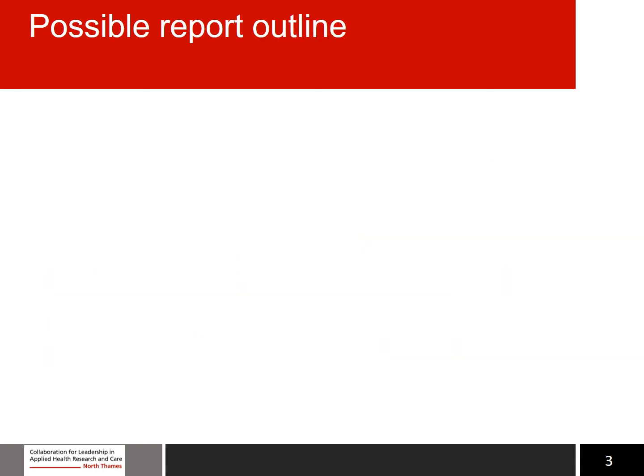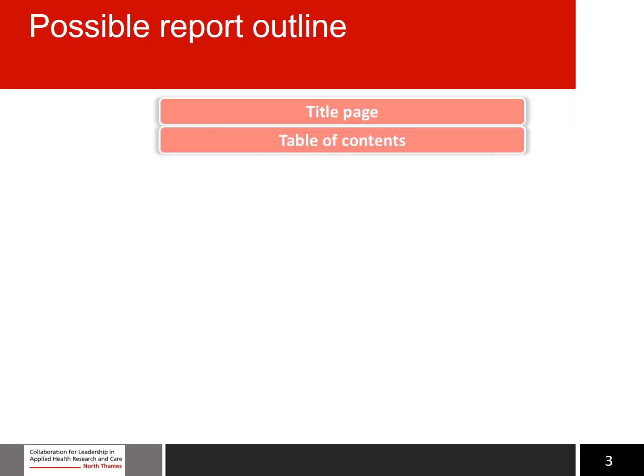This slide runs through an example report outline. The title is important. Remember to put keywords in the title so that it's easily found by others, for example on a Google search. The executive summary should be short and succinct. Try and stick to about 200 to 300 words, and it's a good idea to write this last when you've got a clearer idea of what the key information is.